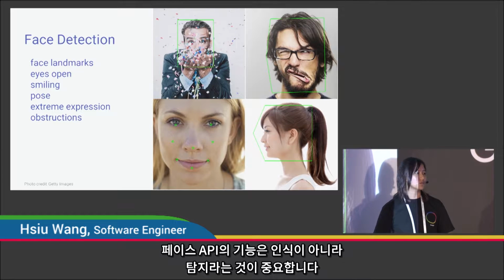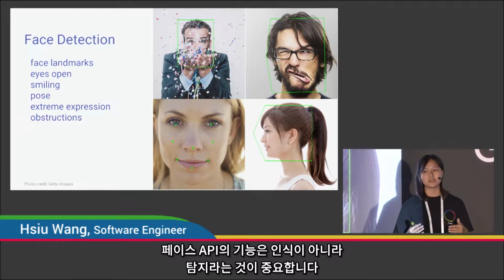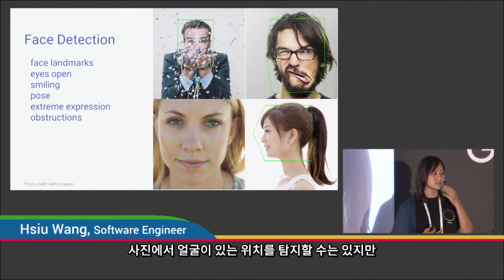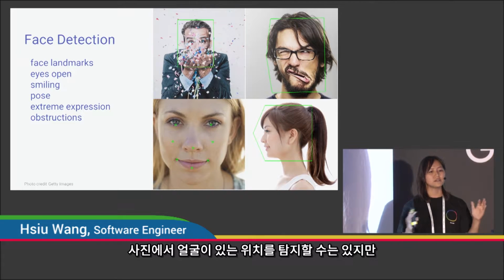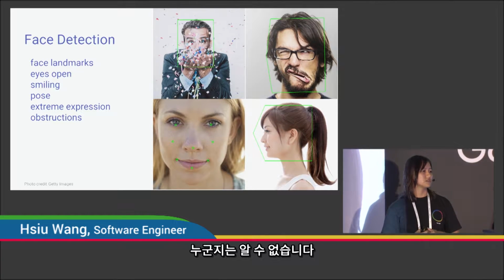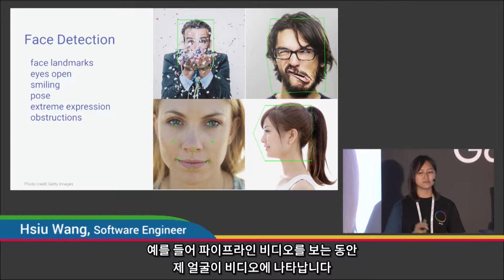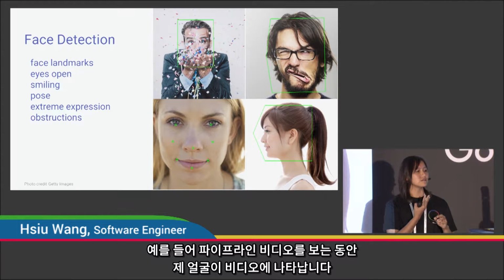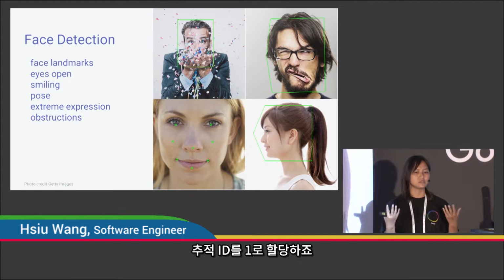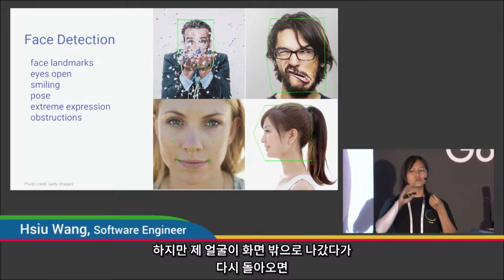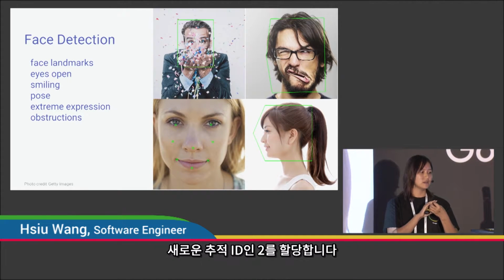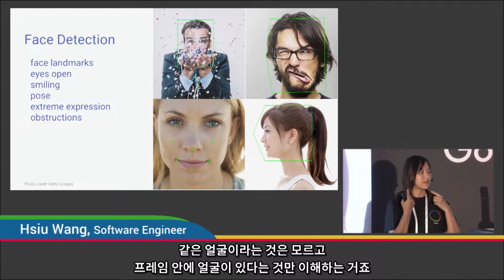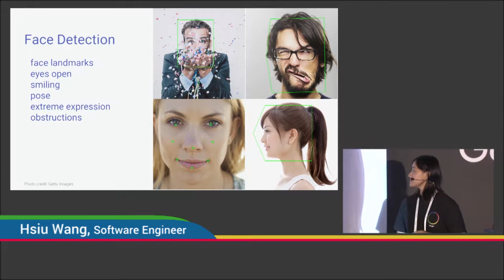One important thing I want to note is the Face API is for detection, not recognition. What that means is it can detect where the face is in a photo, but it does not understand who is in the photo. For example, when I use it with a video pipeline and my face appears in the video, it will assign me a tracking ID, say 1. But once my face moves away from the video frame and comes back, it will assign me a new tracking ID, which is 2. So it doesn't understand my face is consistent. It just understands the face within the frame.